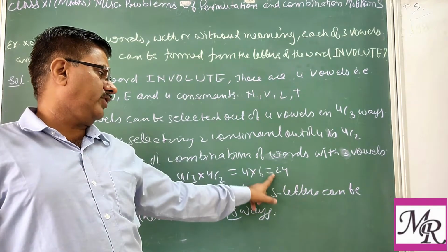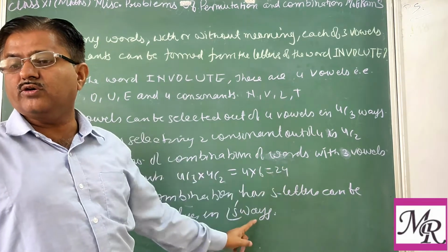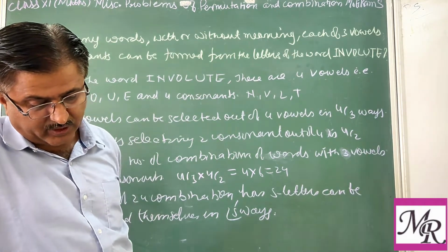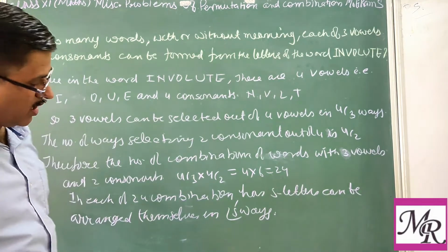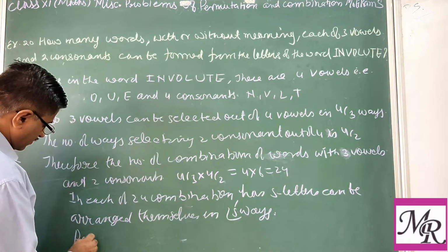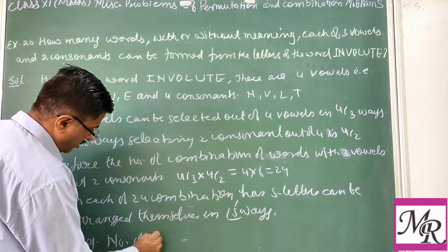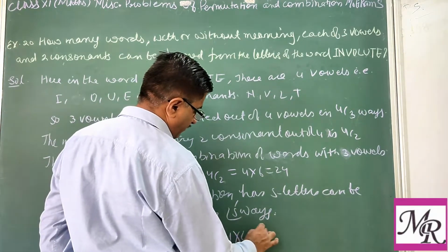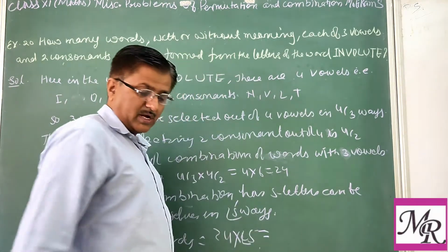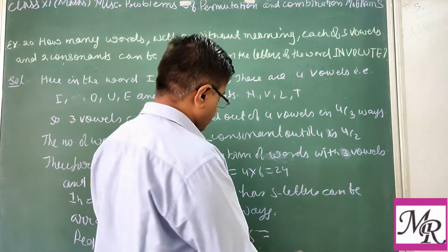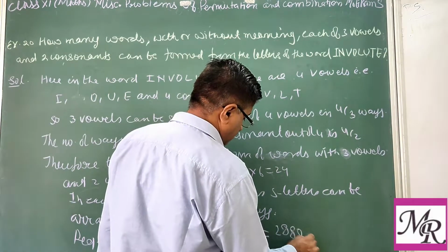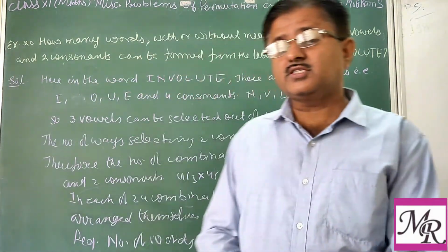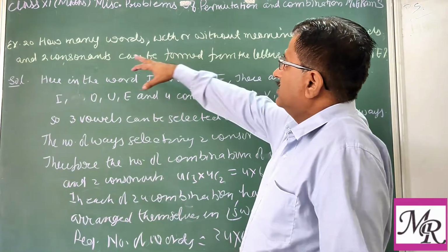So we have a total of 24 combinations. So 24 into factorial 5 will be the required number. Therefore, the required number of different words is 24 into factorial 5. You can multiply 24 into factorial 5, which gives 2880.